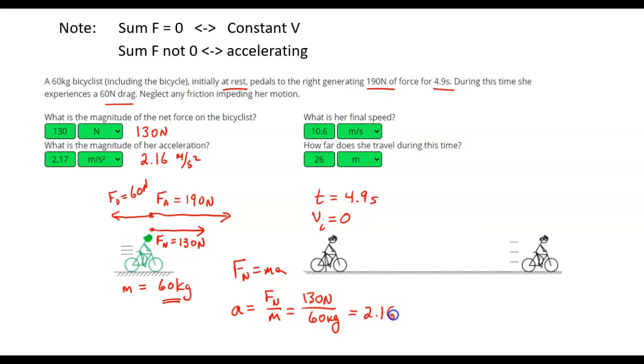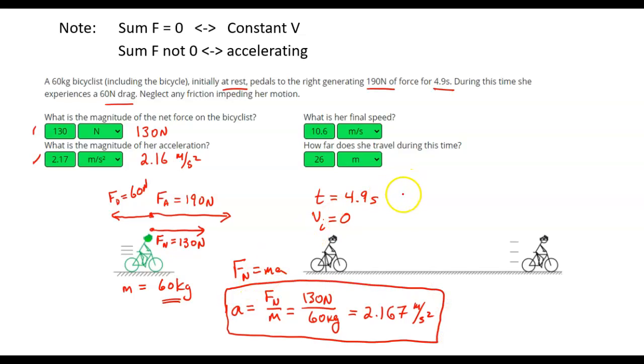2.167, really. 7 meters per second squared. Okay, and so we've calculated our acceleration. We're done with this. We finish this, and we finish this. All right. Now we want to know her final speed. Well, now we know acceleration. We just calculated acceleration, so that's something that we can add to our known quantities over here.